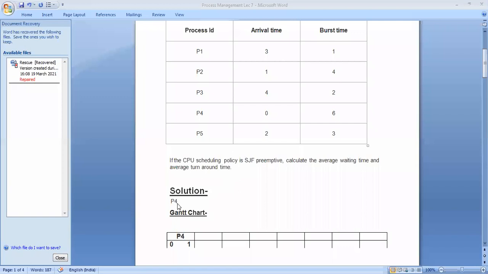Yes or no? When arrival time is 0, only one process is there in the ready queue, so no comparison is required. So P4 process runs for 1 millisecond.